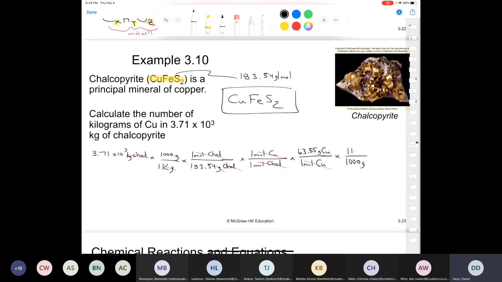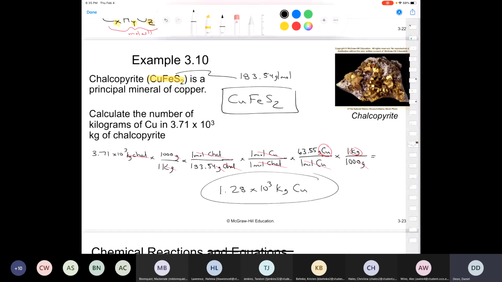I have 1 kilogram, and there you go. That's the whole thing. Now it looks really gaudy. It looks like there's a lot there. So we cancel grams, and we're left over with kilograms of copper. You punch all that into your calculator, and you end up with a big number. It's 1.28 times 10 to the third power kilograms of copper.